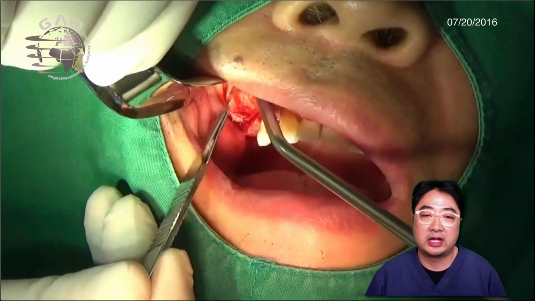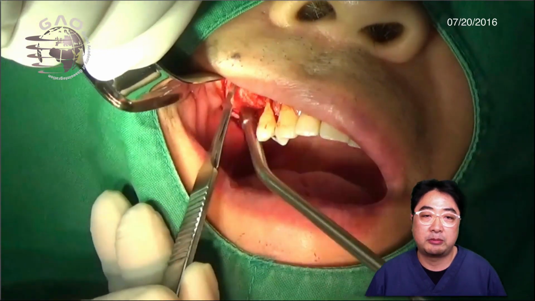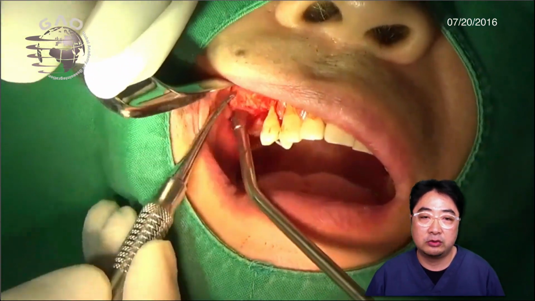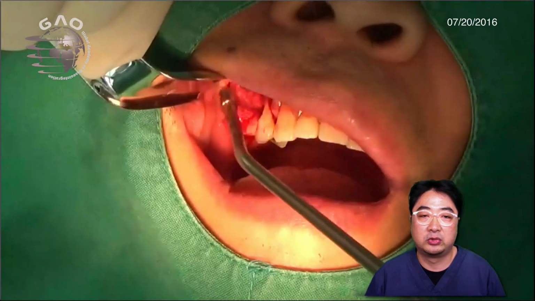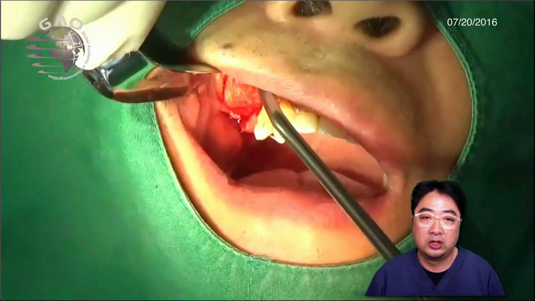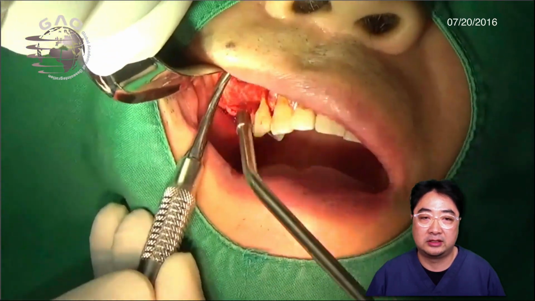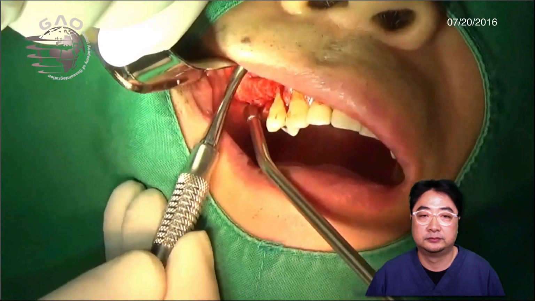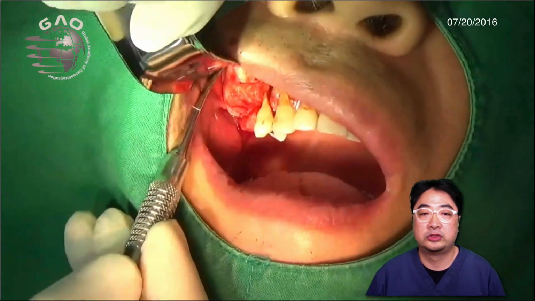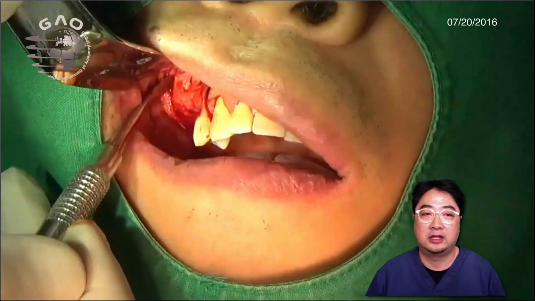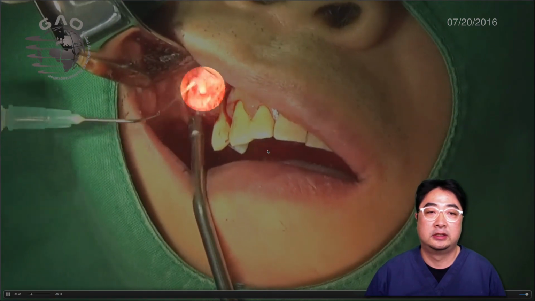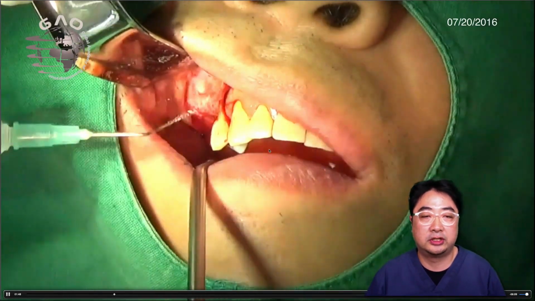We cannot do it with the number 9 periosteal elevator, so this time I use the tip of the number 15 blade, or the back side of the number 15 blade. I do it little by little, then dissect with the number 9 periosteal elevator, and if there is adhesion, I do more with the number 15 blade. So once you expose it like this, here you can see the periosteum attached to the sinus membrane.